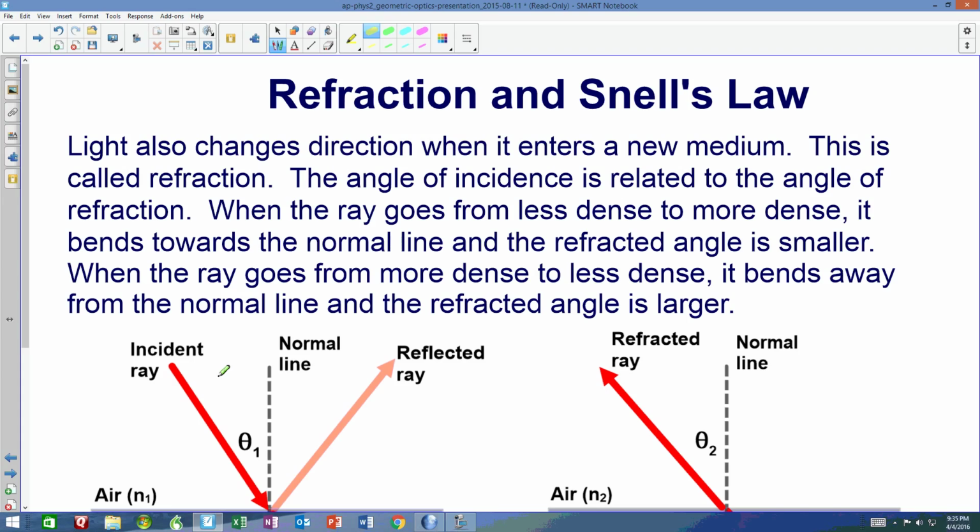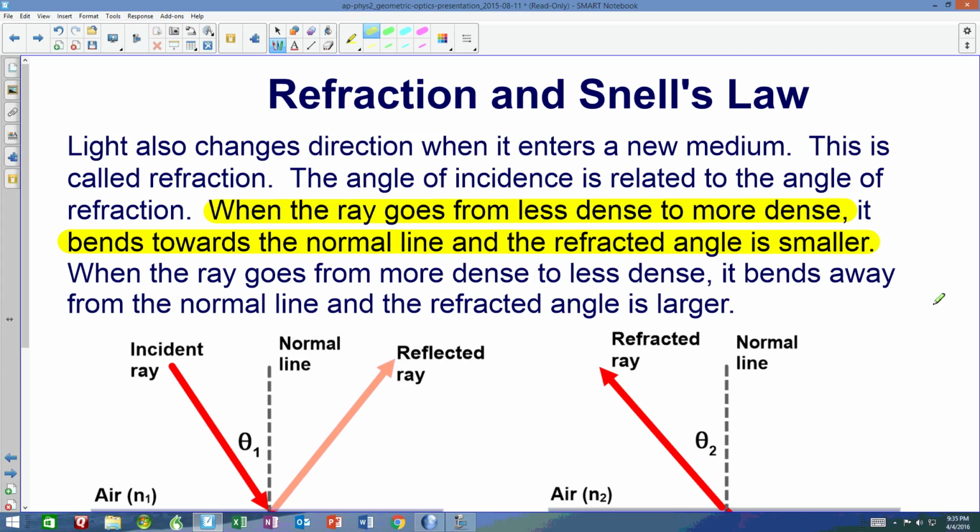So when the light ray goes from a less dense material to a more dense material, it's going to bend toward the normal, and the refracted angle is going to be smaller. You have to know this. If you don't know this, it's going to make it really difficult for you on any type of test or any type of multiple choice question they might ask you. This can come up in the free response. It's really just something you have to memorize.